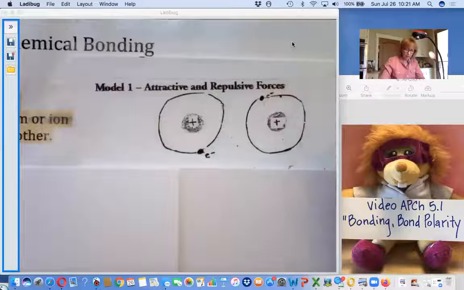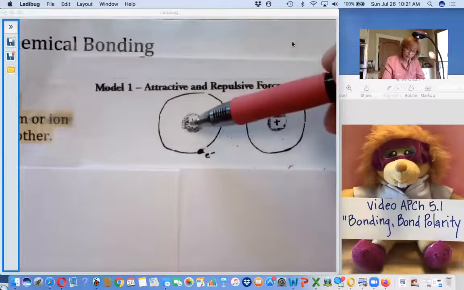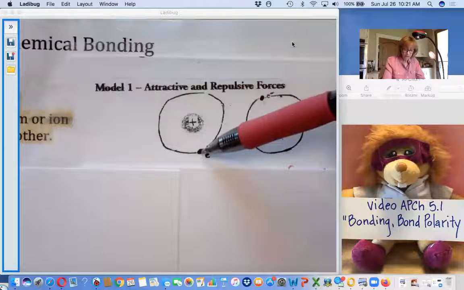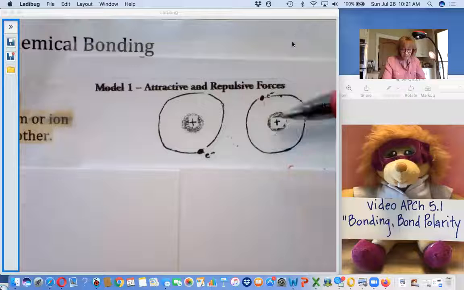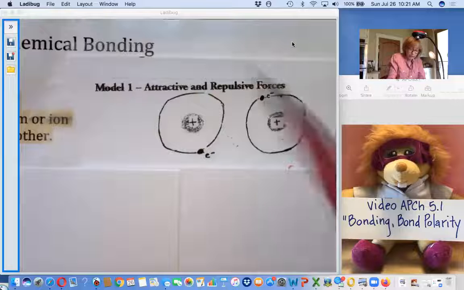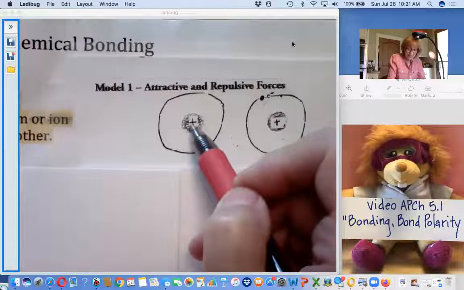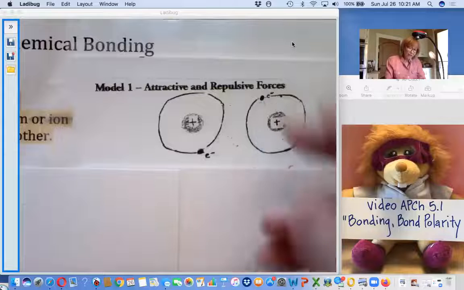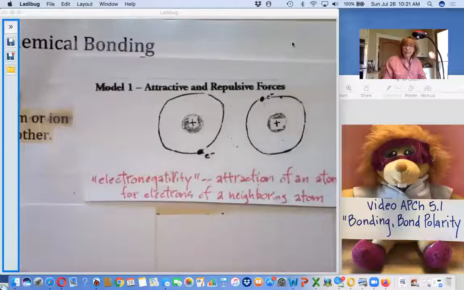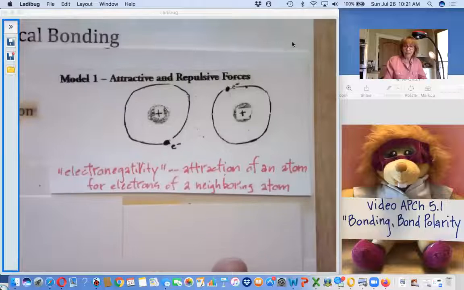And we've talked a lot about the Coulombic attraction between an atom's protons and its own electrons. And that Coulombic attraction holds the atom together and gives it its shape and its size. It defines its radius, actually. But there is also Coulombic attraction between the protons of this atom and the neighbor's electrons. That is known as electronegativity, attraction of an atom for electrons of a neighboring atom.